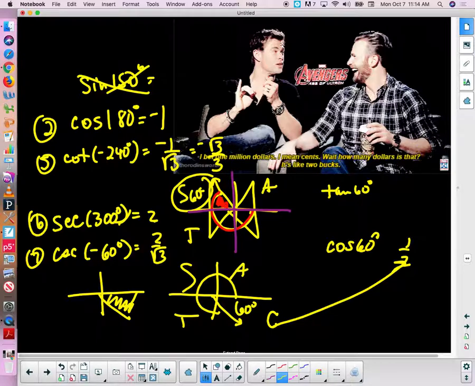Is it positive or negative? All Students Take Calculus. Cosine is positive, therefore sine is negative and its reciprocal is negative. I want you to notice that this negative sign has nothing to do with this negative sign. Unfortunately, both of those turned out negative. I wished it hadn't.